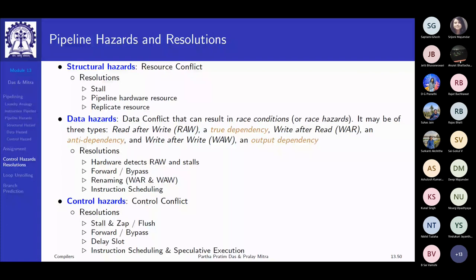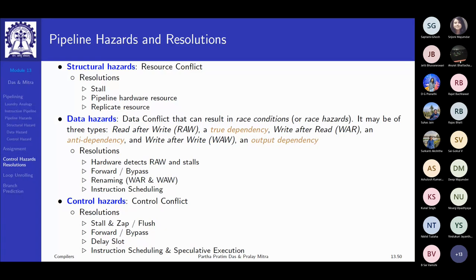Then we discussed the control hazard. Control hazard is a control conflict which happens when there is a branch instruction. Since if we have a branch instruction, naturally at the point of the branch instruction, already several other instructions are waiting in the pipeline to be executed. So if the branch is taken, that is, after the condition check, if we are actually branching to the target instruction, then the instructions already executing in the pipeline will become invalid.